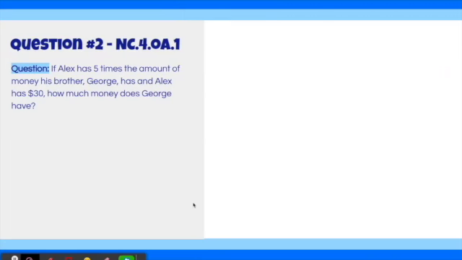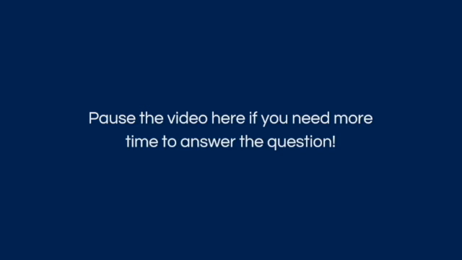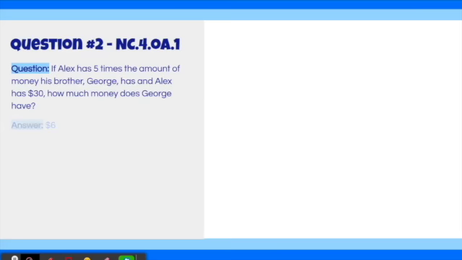So question number 2. If Alex has 5 times the amount of money his brother George has, and Alex has $30, how much money does George have? Okay, so pause the video here if you need more time to solve the question. Okay, so the answer to this question is that George has $6.